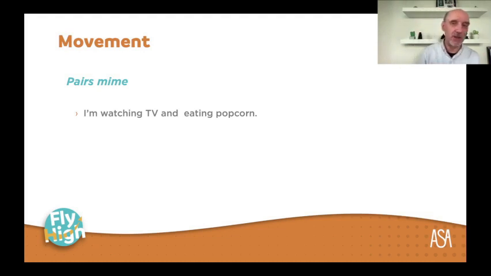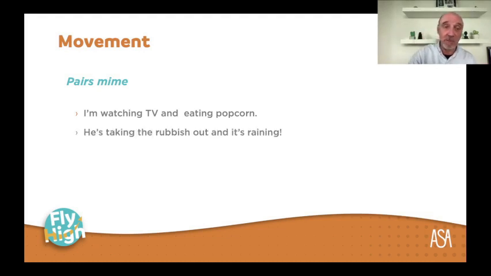You have to make it clear to them that it doesn't have to be every letter perfect in what comes back to them, but they need to produce a sentence that's close enough to what's on the paper just by watching the mime. And then the other student will take a turn, and might have something like, he's taking the rubbish out. They'll have to find a way to indicate that it's not I, but he. Point to someone else in the class, maybe.